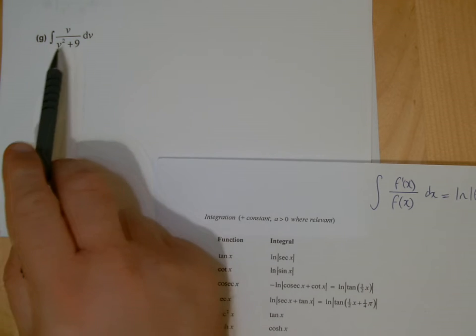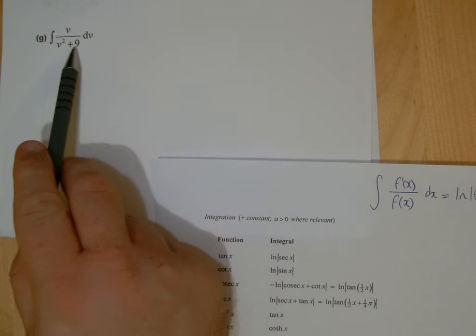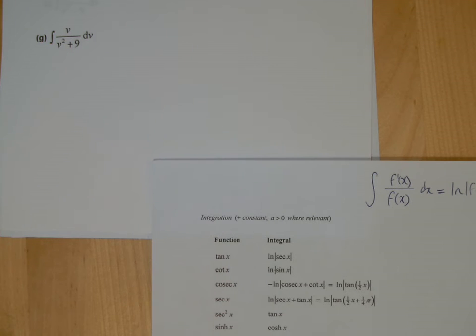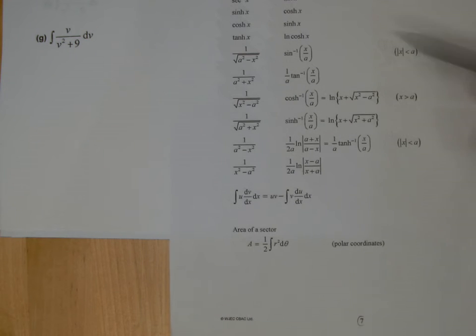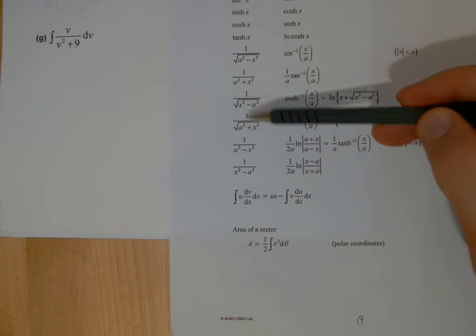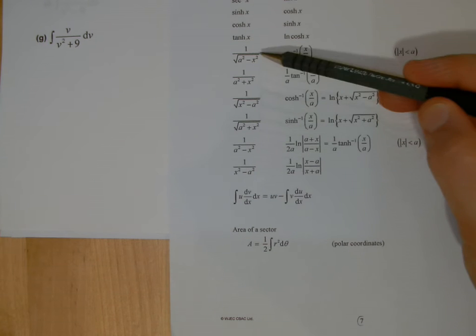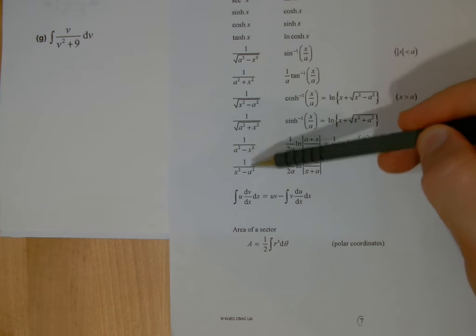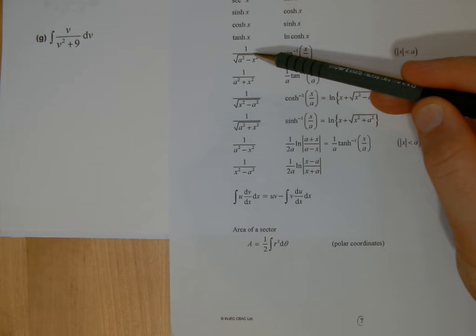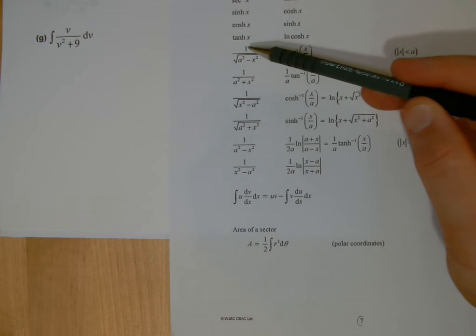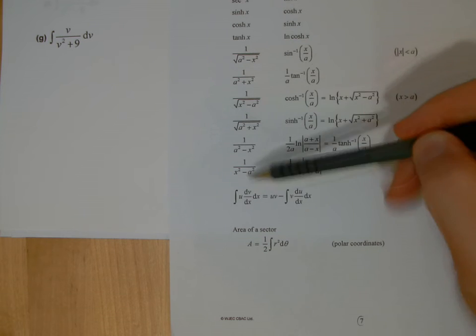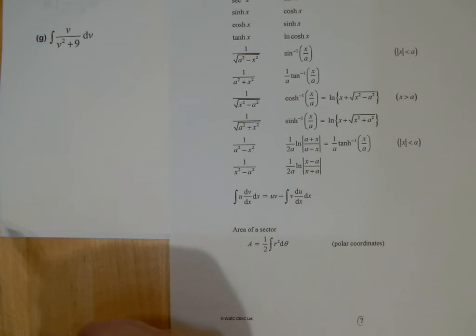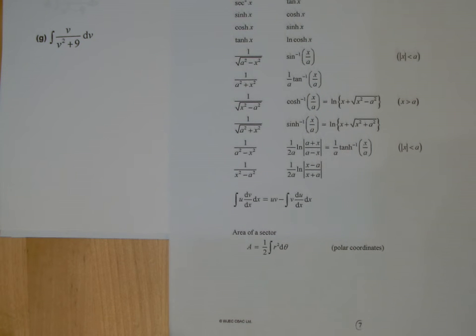Okay, so for g, you'll notice we've got v squared plus 9 on the denominator, but we've also got a v in the numerator. And when you look at the standard results that we've got here, none of them are going to apply, aren't they? None of them will apply because here we've just got constant 1 on the top, but here we've got the variable v. So the question is then, how do we go about it?